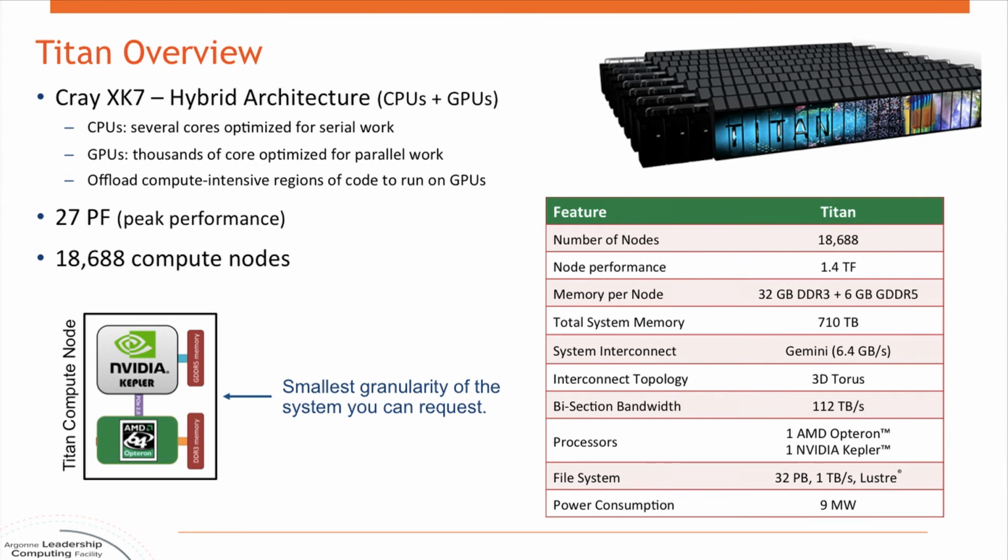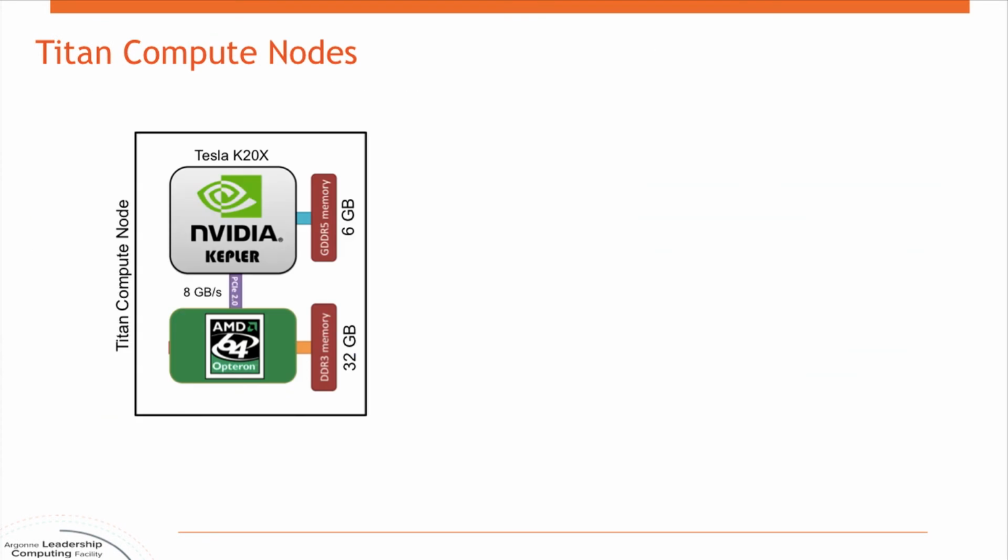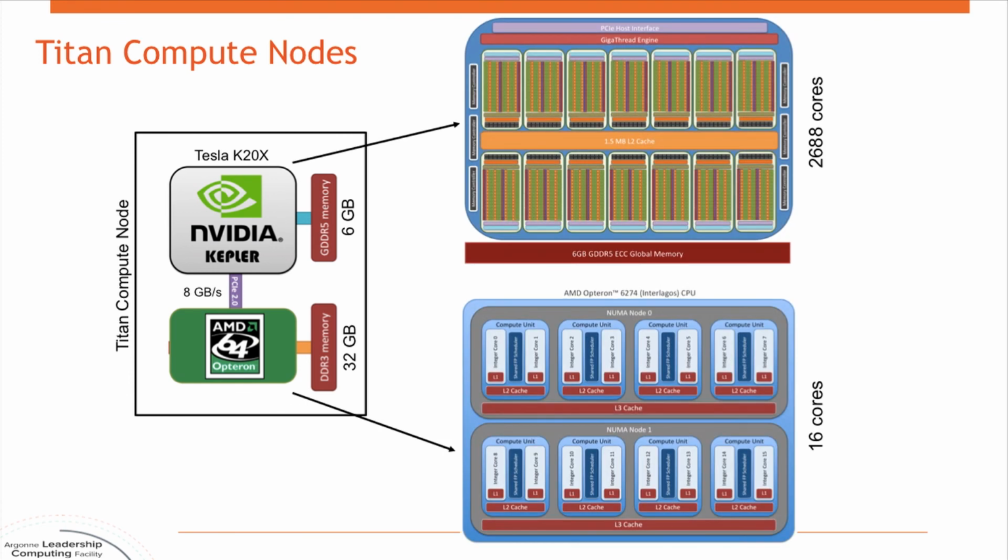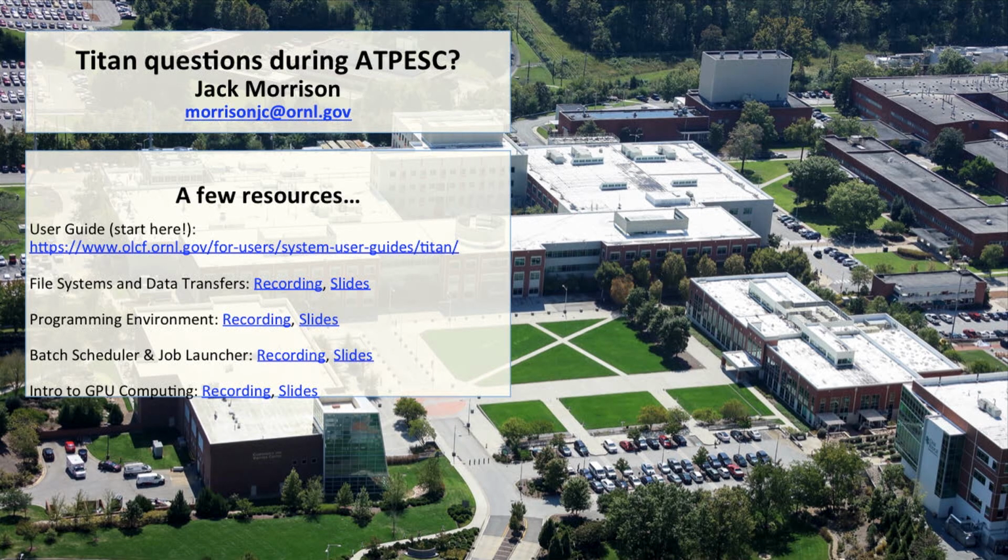Each compute node, each of the 18,688 compute nodes, has a 16-core processor. And importantly, it also has an NVIDIA Kepler architecture K20X GPU attached to it. So between the two, you get 32 gigabytes of memory associated with that CPU and another 6 associated with the GPU. That is as high level as I could keep it.